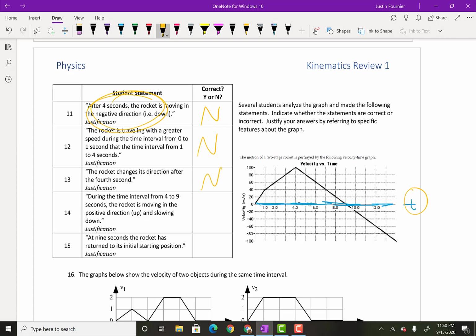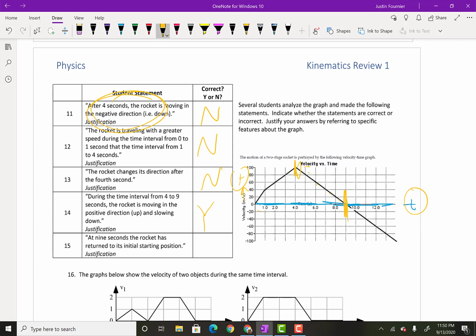During the time from 4 to 9 seconds, the rocket is moving in the positive direction up and slowing down. So from 4 to 9 seconds, is the rocket moving in the positive direction? Yes, it's got a positive velocity. It's above the origin there. So that's definitely true. Is it slowing down? Yeah, it's going from 100 to 80 to 60 to 40. It is actually slowing down. It's getting more negative or less positive. So yeah, actually this one's correct.